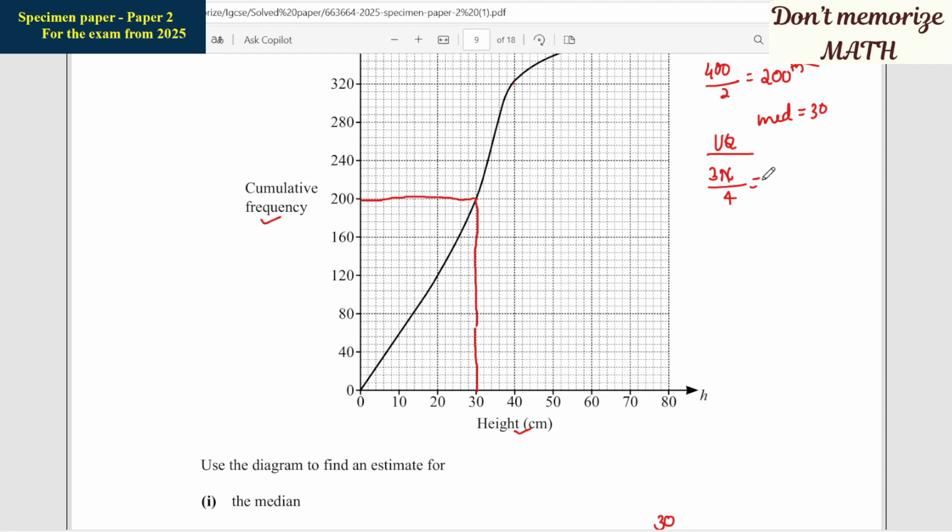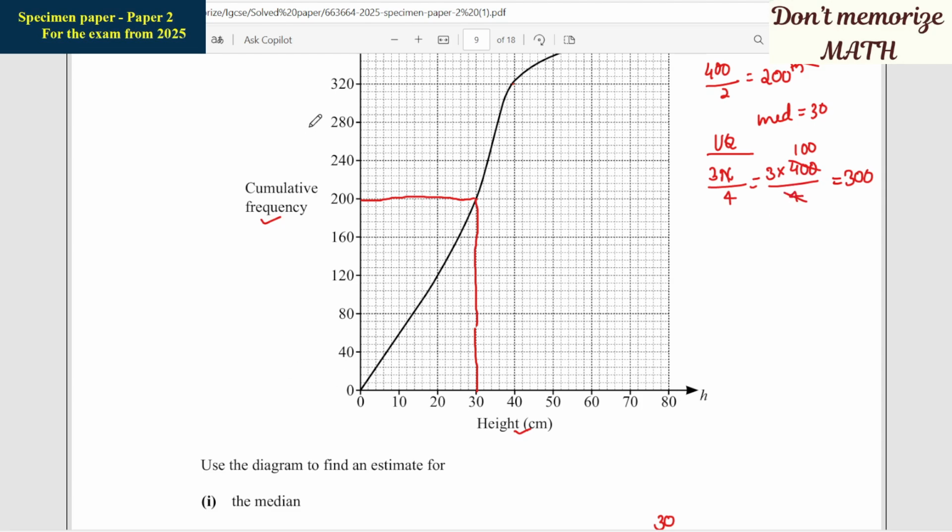So 3 times, what is capital N? We already got 400, divided by 4. 4 and 400 you can cancel, so you will get 100 here. So 3 times 100 is 300. You need to check on the y-axis, take the corresponding value from 300 and check what the value is on the x-axis, or what is the height on the x-axis corresponding to 300 on the y-axis.